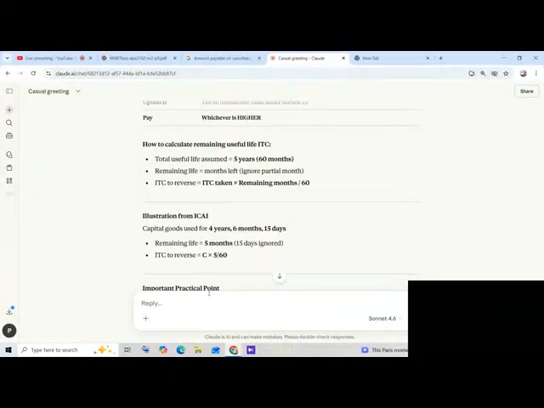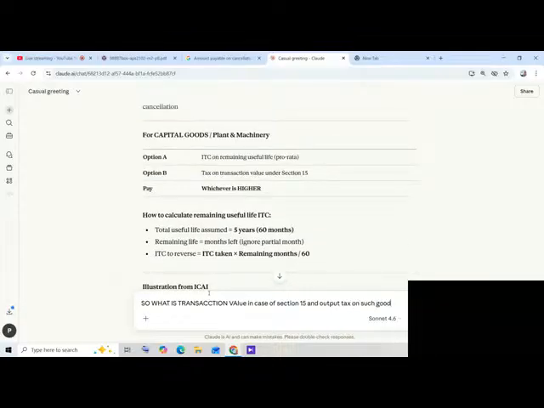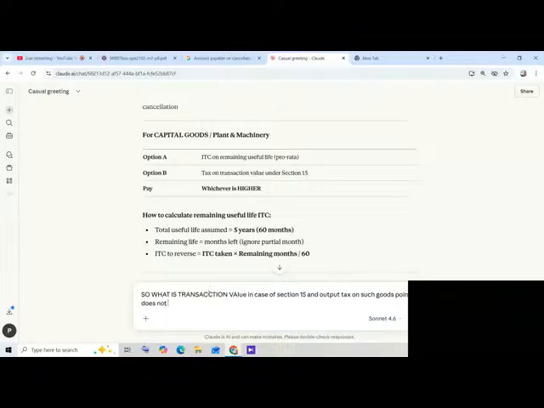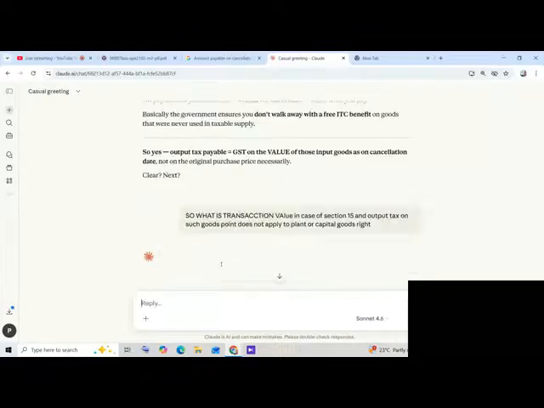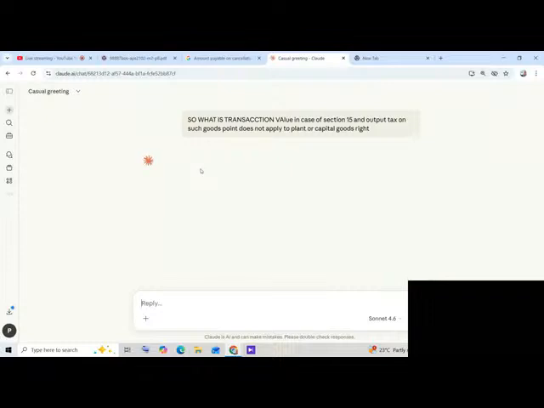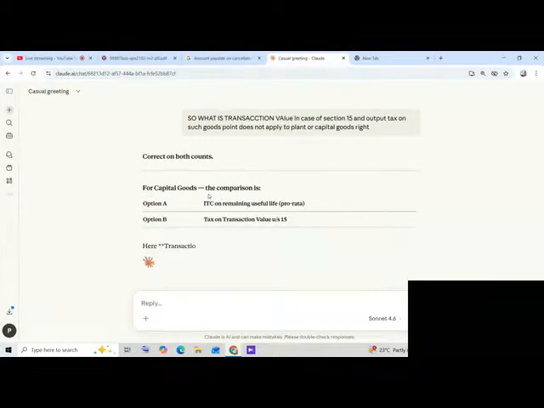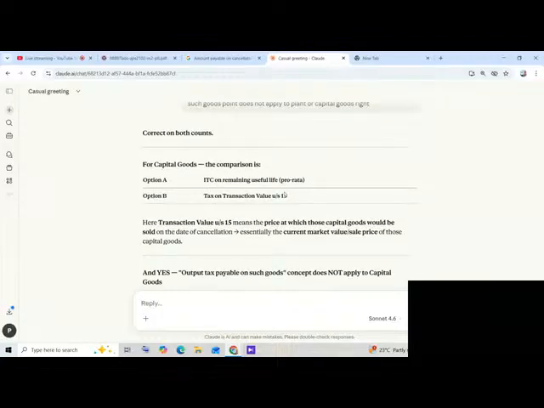So, what is transaction value in case of section 15, and the output tax on such goods point does not apply to plant or capital goods, right? Correct on both counts. For capital goods, ITC on remaining useful life, tax on transaction value.